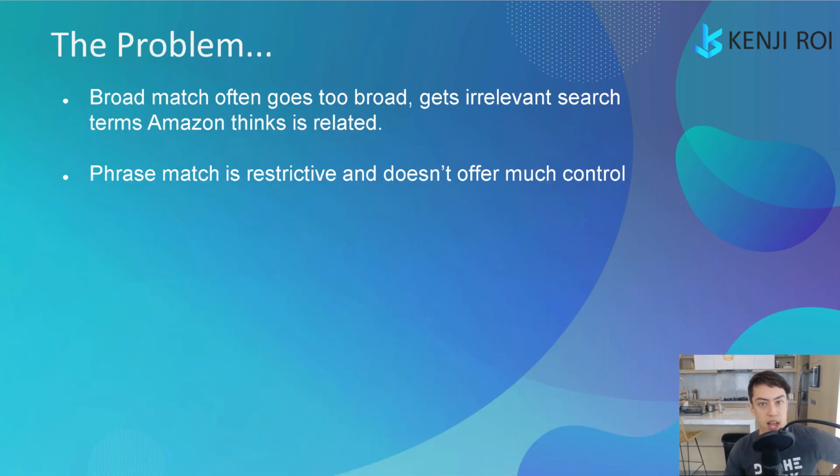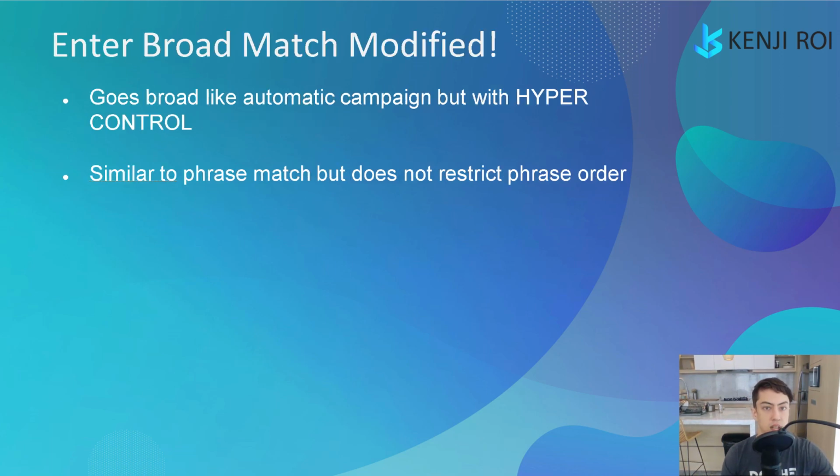So the problem with broad match is that broad match often goes too broad and it gets irrelevant search terms that Amazon thinks is related, but it's not, right? This is especially a problem when the search terms around your product could potentially be related to other ones. So for example, in some kind of car parts, maybe Amazon is making your product show up for like remote control car parts or something like that. Totally irrelevant traffic, right? And phrase match is restrictive, so it doesn't offer that much control. If that phrase does not show up in that exact order within the customer search term, then it's not going to expand upon that very much.